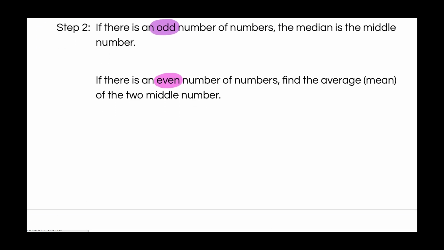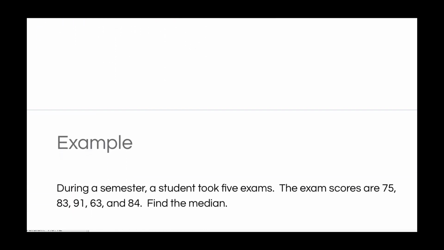So let's do an example. The same numbers we had, same test. During a semester, a student took 5 exams. The exam scores are 75, 83, 91, 63, and 84. Find the median. So we're finding the median.